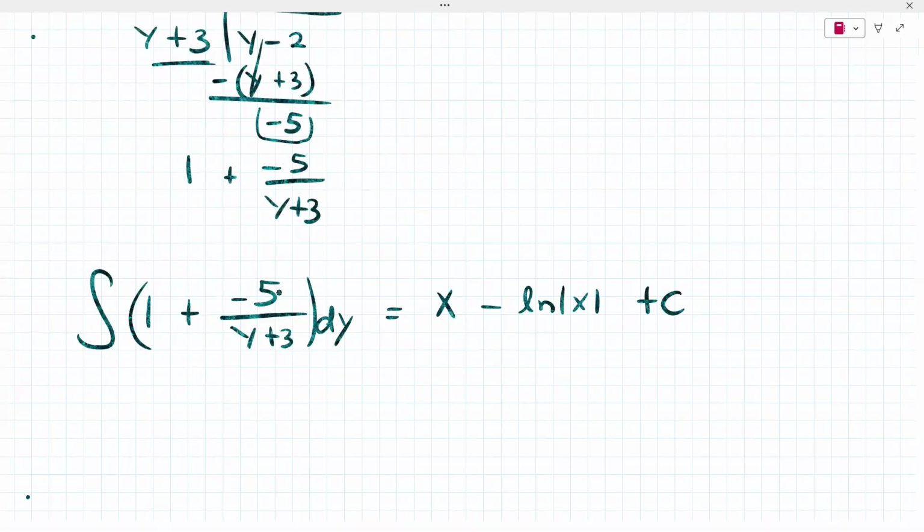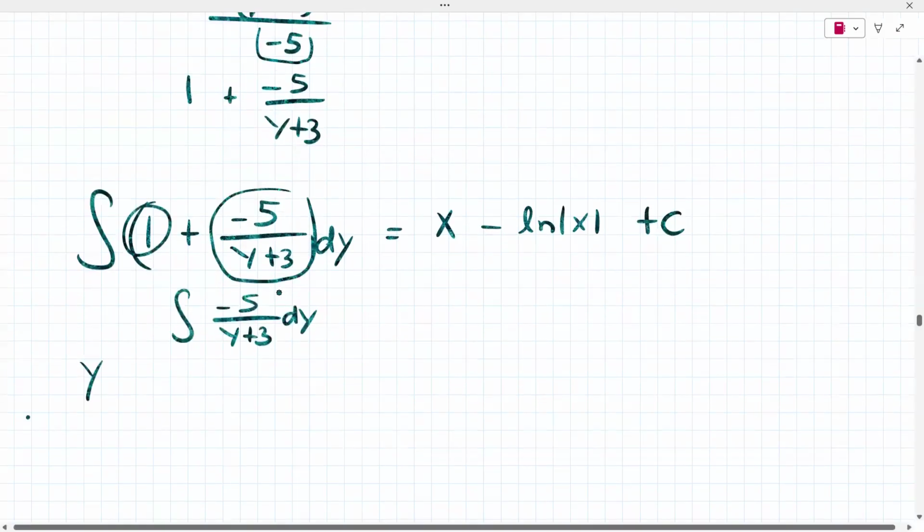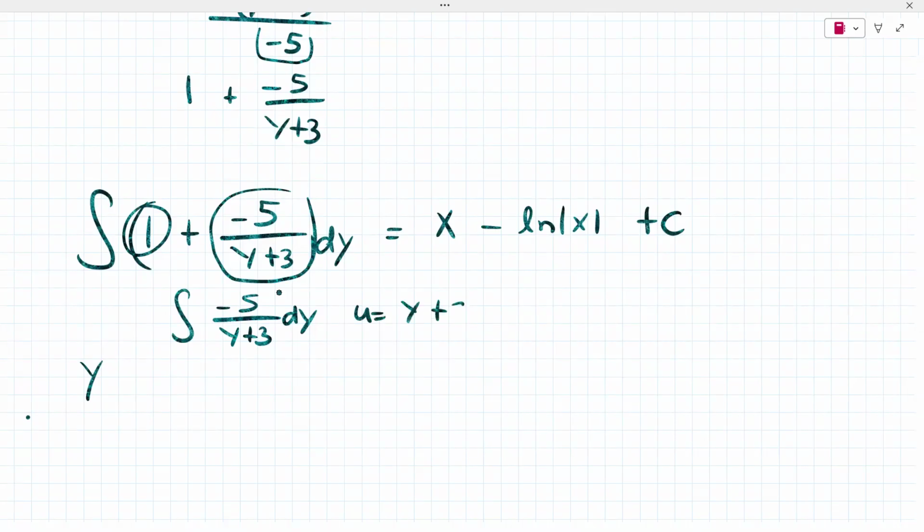Okay, what about here? We have 1 plus -5 over y plus 3 dy. They're two terms, so this one's easy. What is the integration of 1 with respect to y? It would be y. What about this? How do I take the integration of -5 over y plus 3 dy? The only way you would do this is use u substitution. And your u would be y plus 3. And then if you take the du, this would be 1 dy.